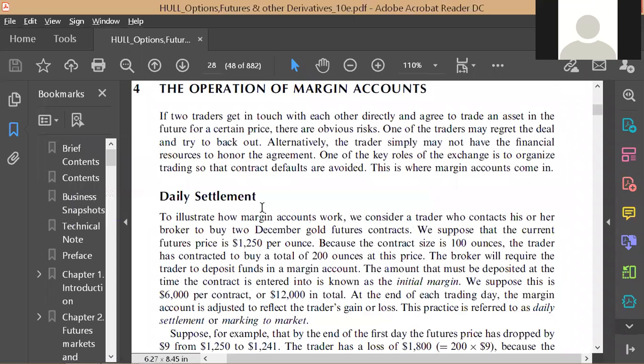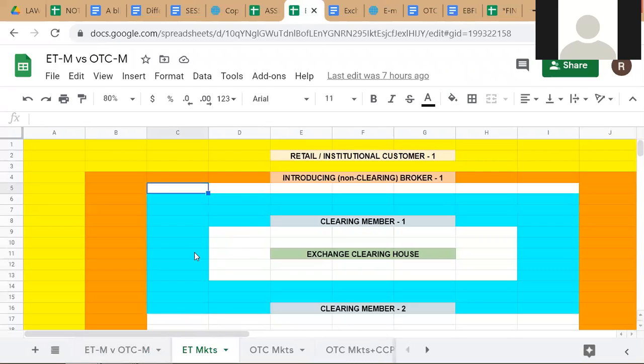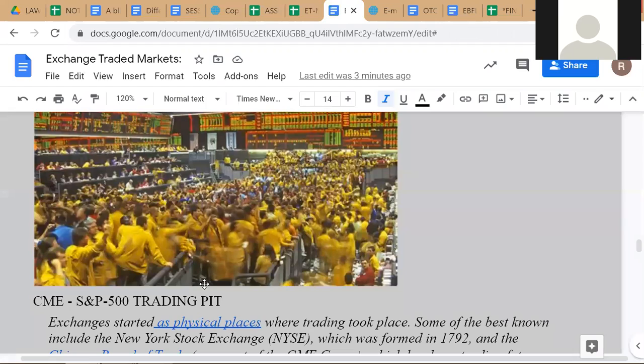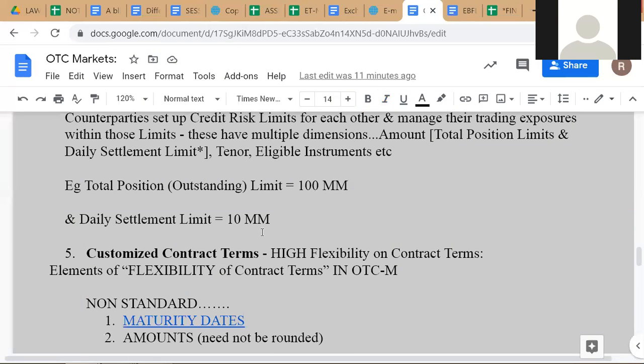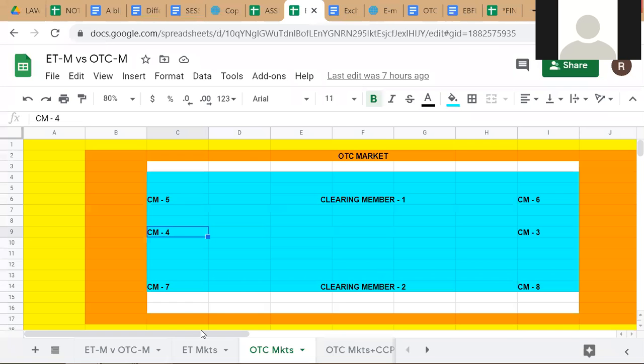But the point here, let's understand the schema from the chart that I've given you. You'll find it in this sheet. So understand how this works. We are going to get away from this messy situation in OTC markets where every time I want to trade with somebody, I have to get hold of their financial statements, analyze their statements, and set up credit limits. And those credit limits are going to have all these dimensions like total amount, position limit, settlement limit, what is the tenor, what are the eligible instruments. It's a big headache. I don't want to be doing all this every time. So let me go and trade on an exchange.